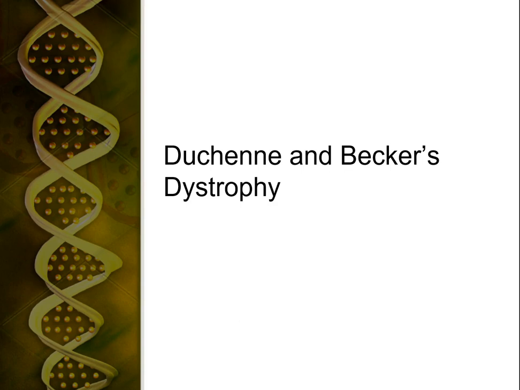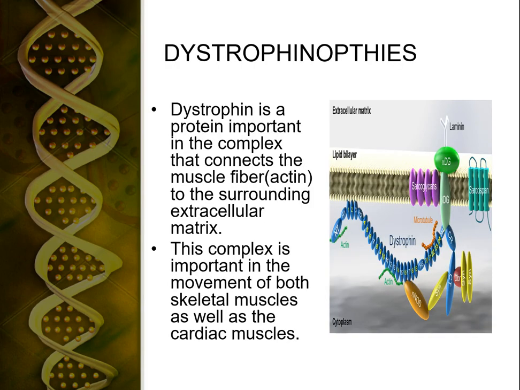Duchenne and Becker's muscular dystrophy. Dystrophinopathies are a group of disorders caused by abnormalities in dystrophin. Dystrophin is a protein important in the complex that connects muscle fibers, actin, to the surrounding extracellular matrix. This complex is important in the movement of skeletal muscles as well as cardiac muscles.